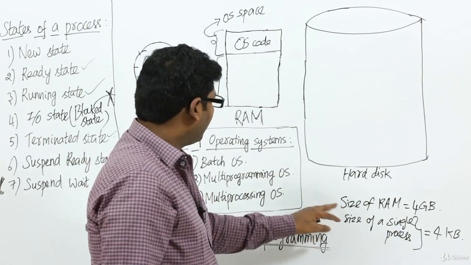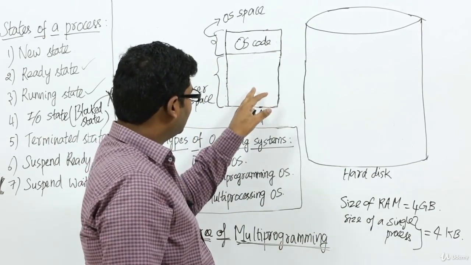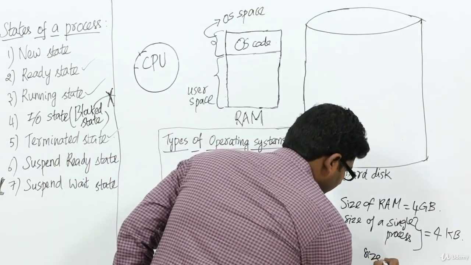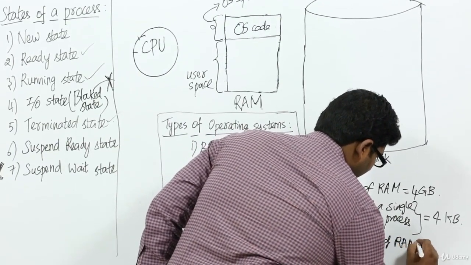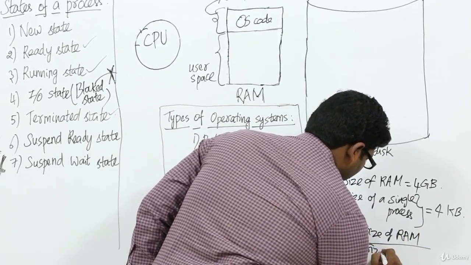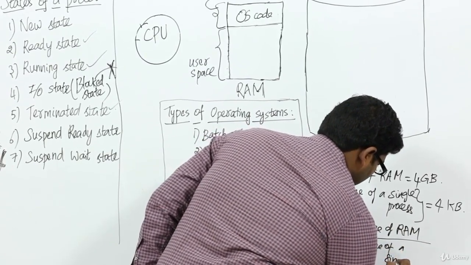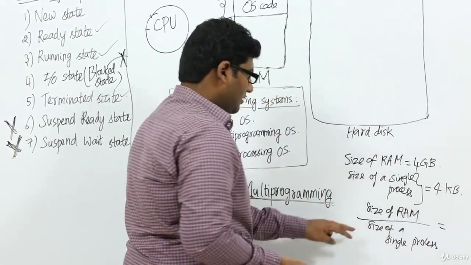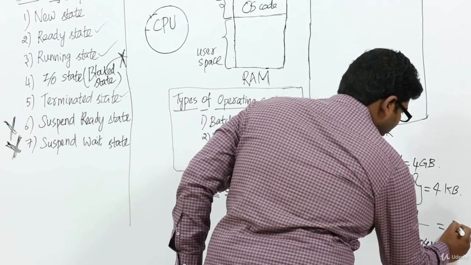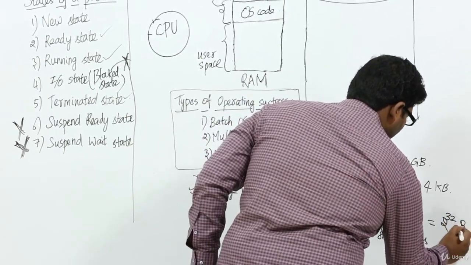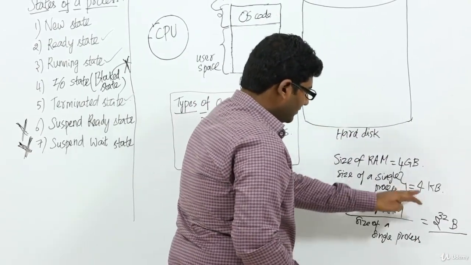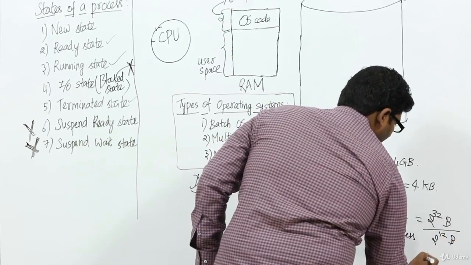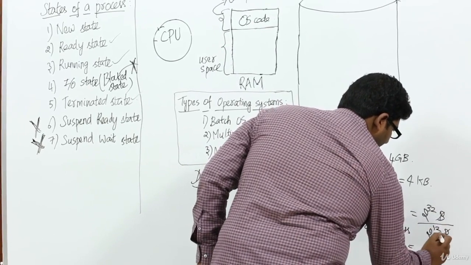Now the maximum number of processes which can be placed in our RAM is nothing but size of RAM divided by size of a single process, which is nothing but size of RAM is 4 GB, which I can write as 2 power 32 bytes, divided by the size of a single process, 4 KB, which I can write as 2 power 12 bytes. So totally I have bytes and bytes, which will get cancelled.